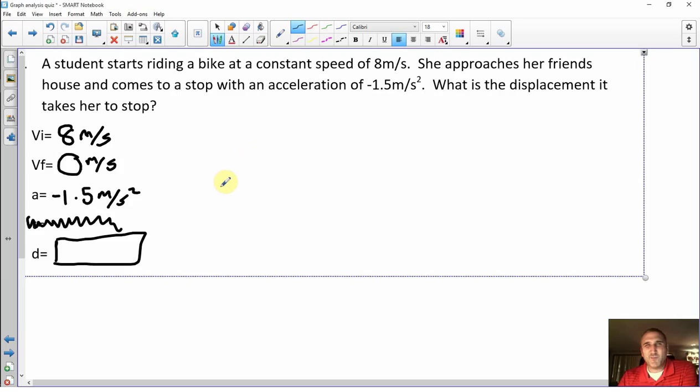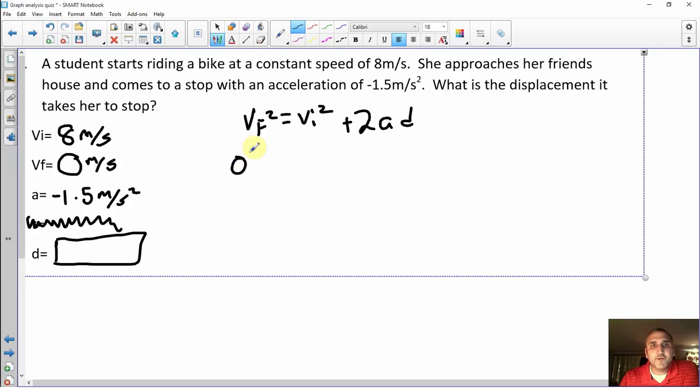Take a look at your equation sheet and hit pause. And I hope you figured out the correct equation to use is VF squared equals VI squared plus 2AD. Reason being, I've got a VI, I've got a VF, I have an A, and I'm looking for the D. And this is the only one that gives us those variables. All right, so at this point, why don't you take a second and plug it in, and I will plug it in too, so why don't you pause me.